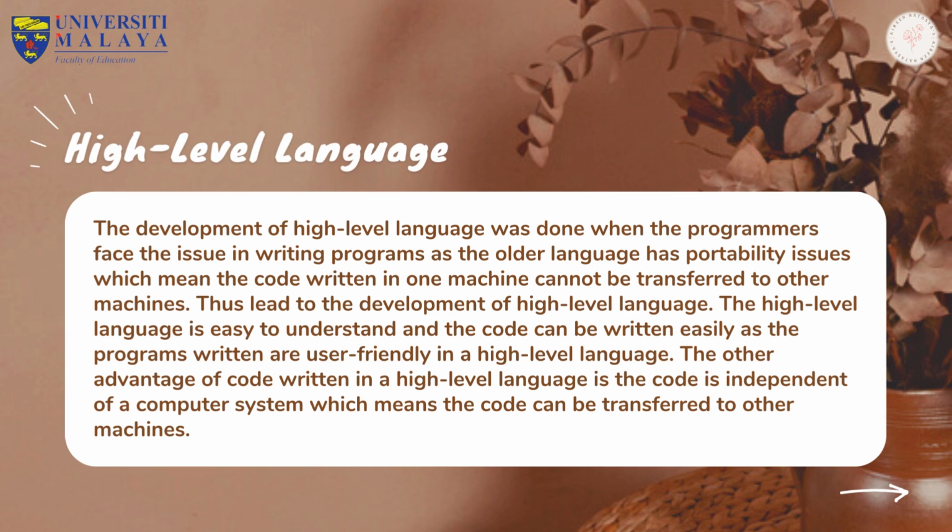The last computer language is high-level language. The development of high-level language was done when the programmers faced issues in writing programs, as the older languages had portability issues, which means the code written in one machine cannot be transferred to other machines. This led to the development of high-level language. The high-level language is easy to understand and the code can be written easily, as the programs written are user-friendly in a high-level language. The other advantage of code written in a high-level language is the code is independent of a computer system, which means the code can be transferred to other machines.